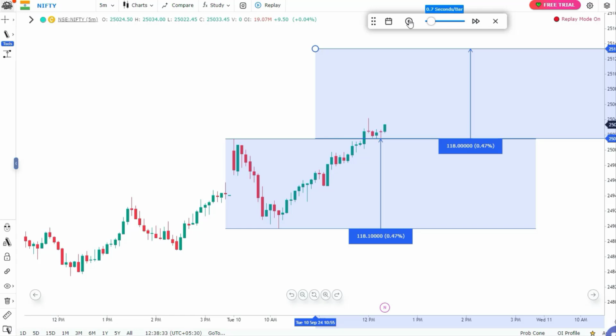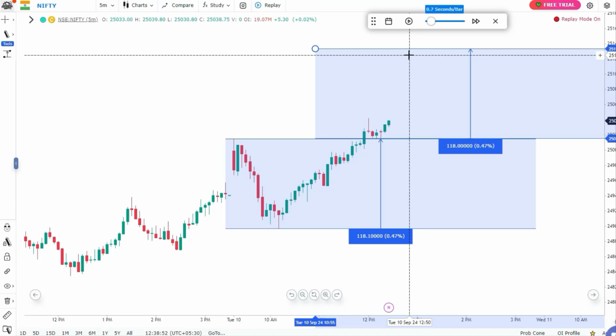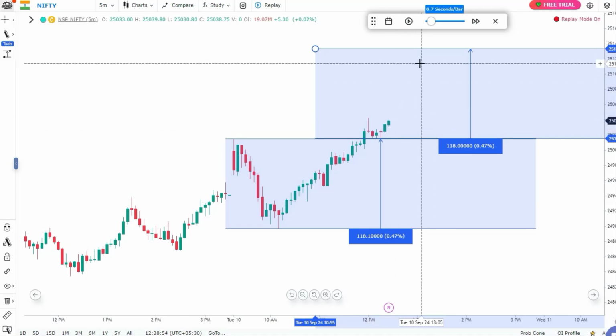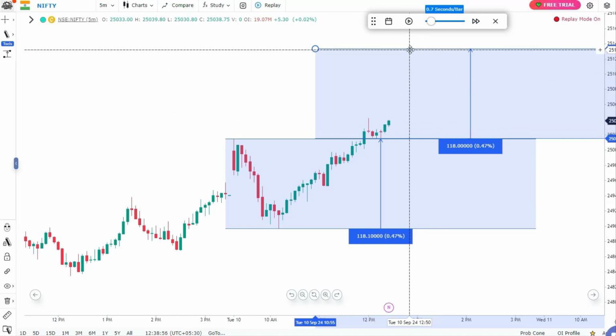So here the price is getting support at this level, so this is now working as a support for this new wave, and the third wave is starting. So we have the height of this wave, meaning this is the target for the next wave.